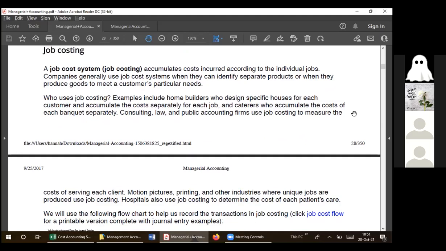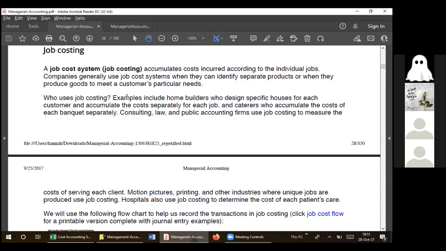The most common example for this is house building. If the company is building 3 houses, each to the specification of the new house owner, then there are 3 individual jobs before the company. In that case, they will apply job costing to each of those projects. Companies generally use the job cost system when they can identify separate products or when they produce goods to meet a customer's particular needs. As they are designed per their needs, they will use a job costing system.